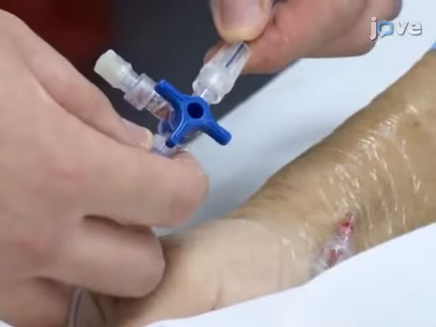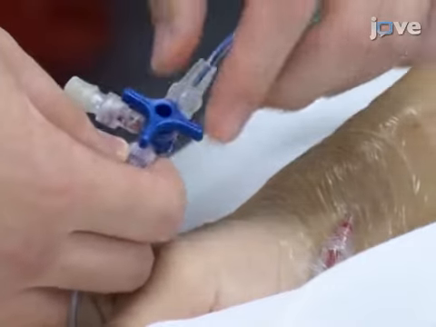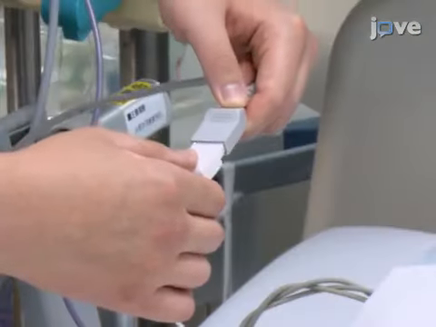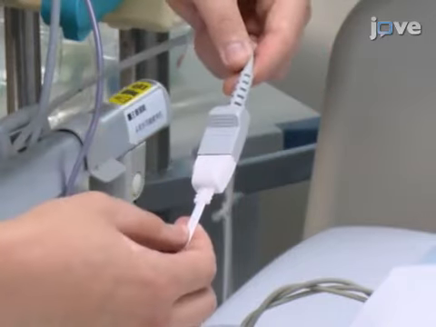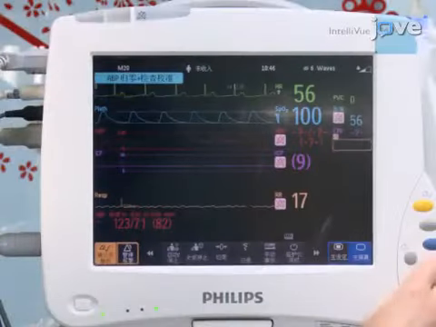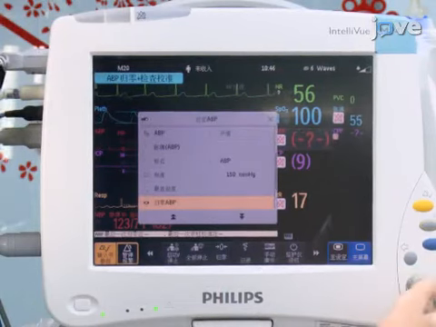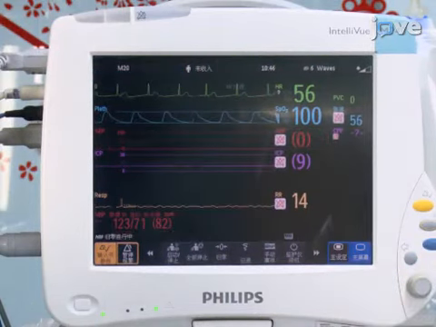Next, connect the arterial line with the baroreceptor. Then connect the pressure transducer with the patient's bedside monitor via a communication cable. Finally, zero adjust the bedside monitor so that the measured blood pressure coincides with the actual value.